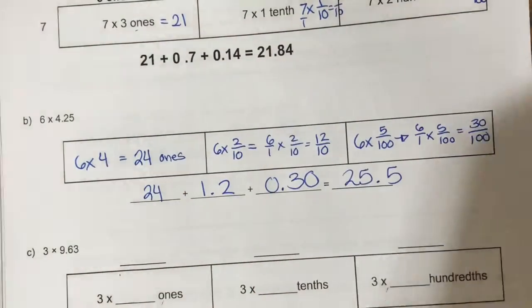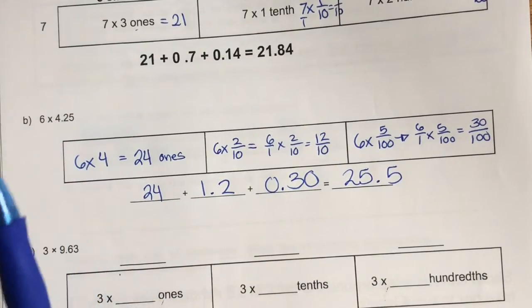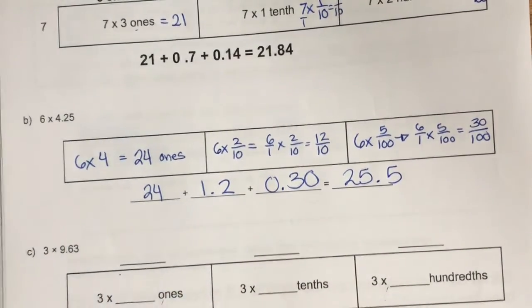And that's all you're doing here, just making sure you multiply your whole number by each place value in the second number. And go ahead and solve it with the standard algorithm first, so it gives you an understanding of what you're supposed to do.